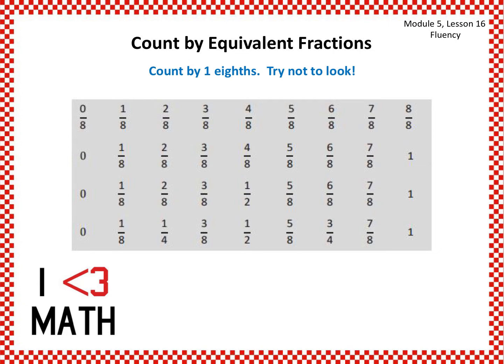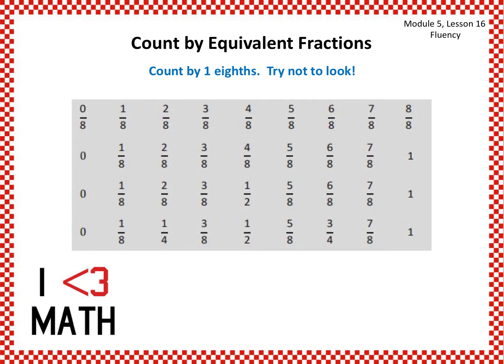So 0/8, 1/8, 2/8, 3/8, 4/8, 5/8, 6/8, 7/8, and 8/8. So that was all in eighths. This next row, we're going to continue counting in eighths, but we're going to replace the whole numbers. So we'll start there with 0 rather than 0/8. So 0, 1/8, 2/8, 3/8, 4/8, 5/8, 6/8, 7/8, 1.